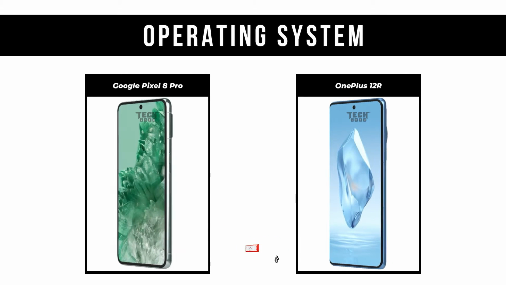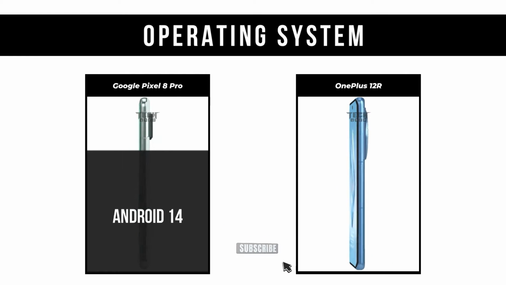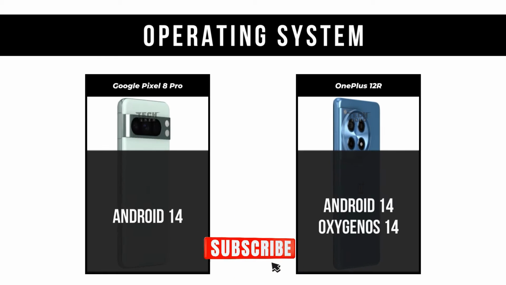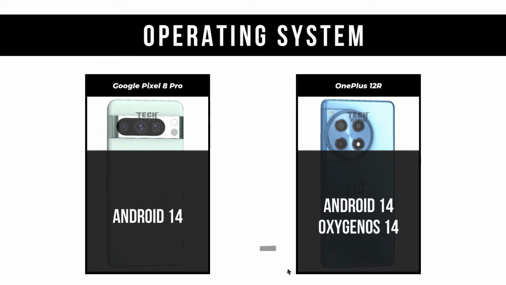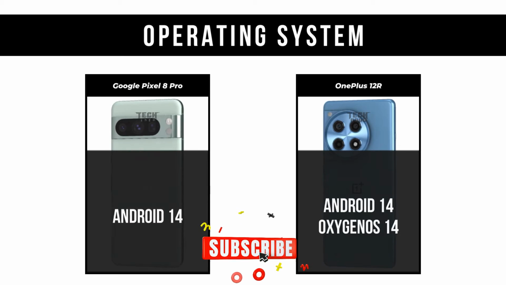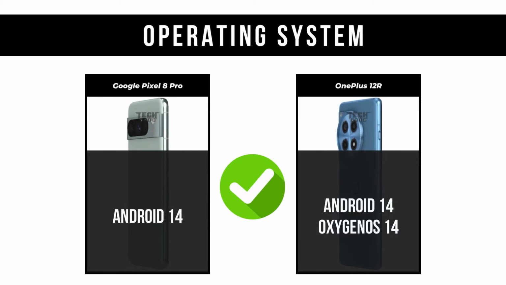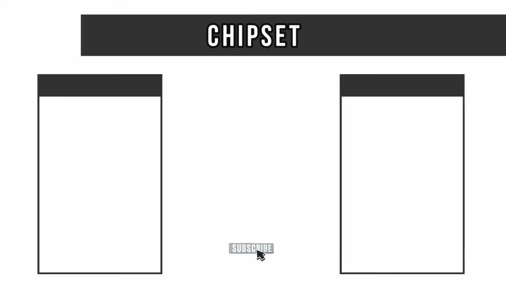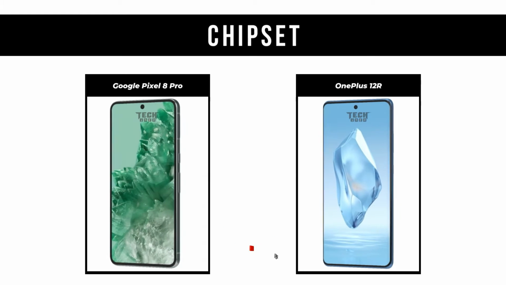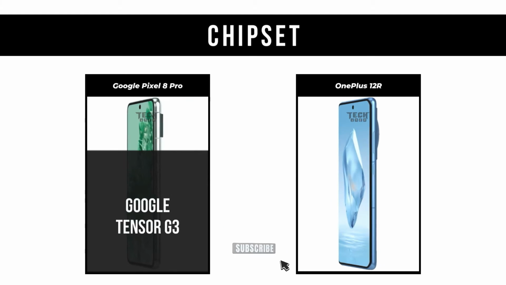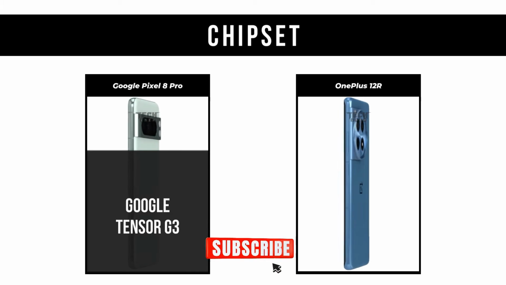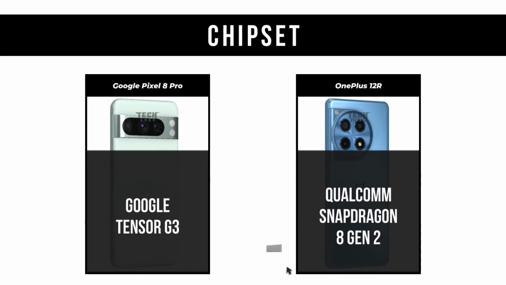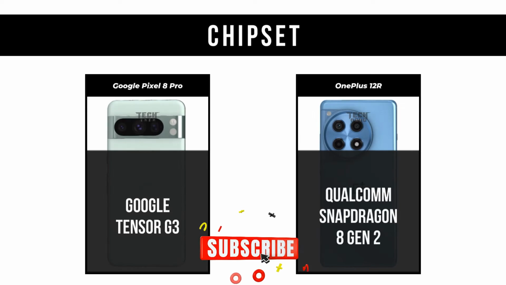Operating system. Google Pixel 8 Pro is Android 14. OnePlus 12R is Android 14, Oxygen OS 14. Chipset. Google Pixel 8 Pro is Google Tensor G3. OnePlus 12R is Qualcomm Snapdragon 8 Gen 2.